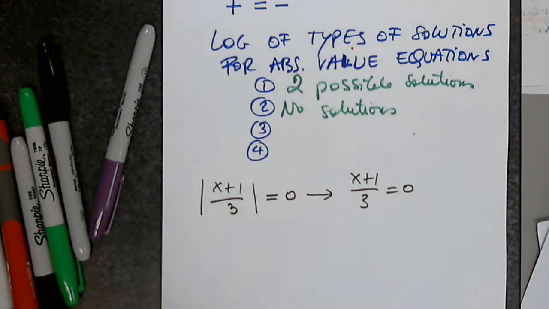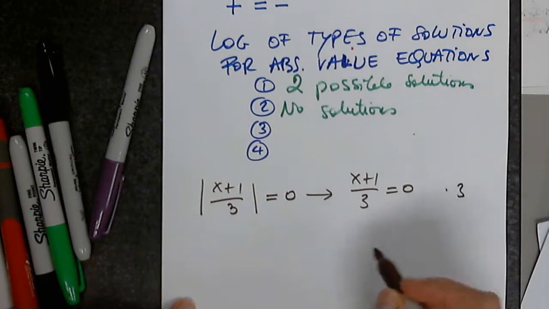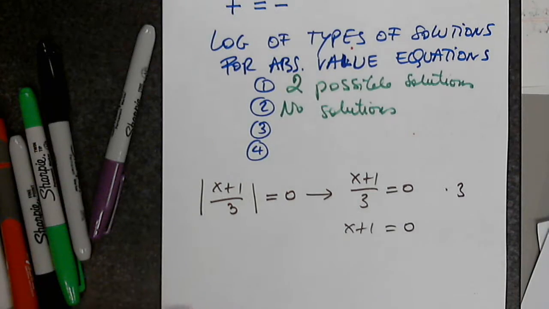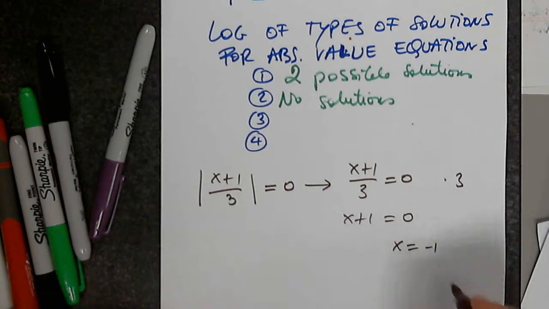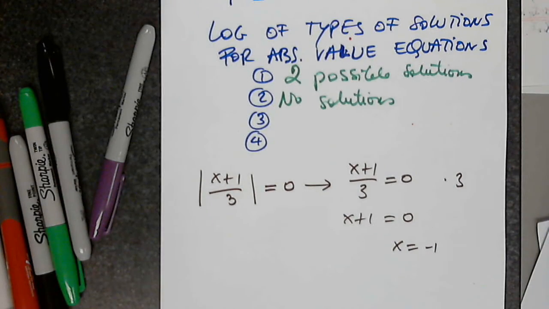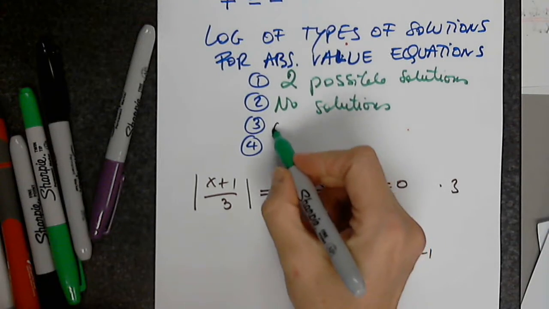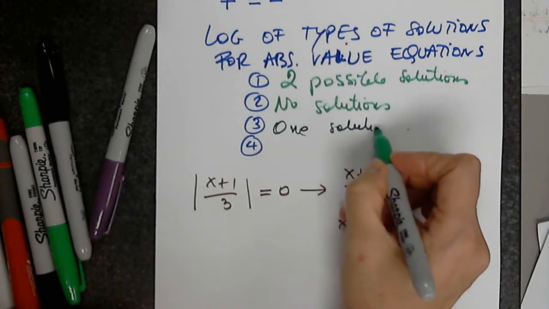How do I solve such an equation? What do I have to do first? I will subtract 1, but I cannot subtract 1 as is. I have to multiply by 3 first. So I have x plus 1 equals 0, and then I subtract 1. So how many solutions did this equation have? 1. So that's the third option. 1 solution.